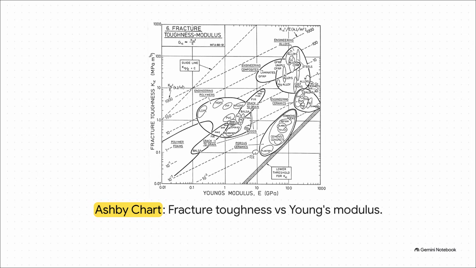Up on the y-axis is our fracture toughness. Way up at the top right, you'll spot our tough engineering alloys. Your steels, your titaniums, your aluminums. They can handle large cracks and huge stresses without completely failing.